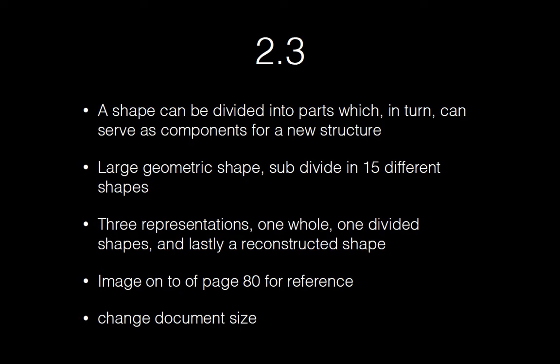So 2.3 is divide and arrange, which again is be very specific. A shape can be divided into parts, which in turn can serve as components for a new structure. So you're going to create a large geometric shape. If you're looking at the textbook, at the top of page 80, you have those three things. That's actually the perfect explanation for this piece. So subdivided in 15 shapes, which we'll talk about a little more next week. These three representations: one whole, one divided, one lastly reconstructed.